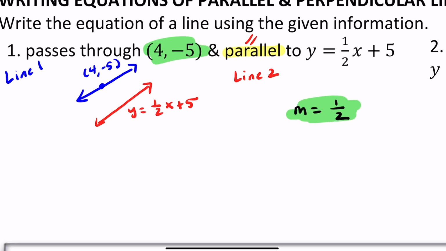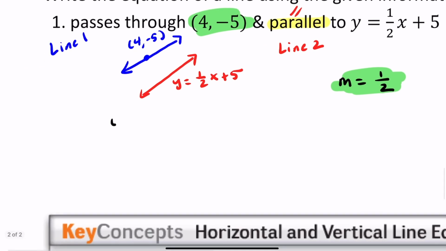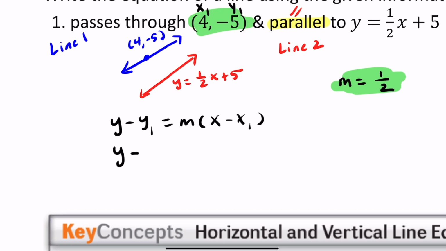So in order for me to write my equation of this line, I gotta use point slope form, which is y minus y1 equal to m times the quantity x minus x1. So it's y minus, well, let me go ahead and label this point. This is going to be x sub 1, y sub 1. So it's y minus negative 5, which is equal to my slope 1/2 times x minus 4.